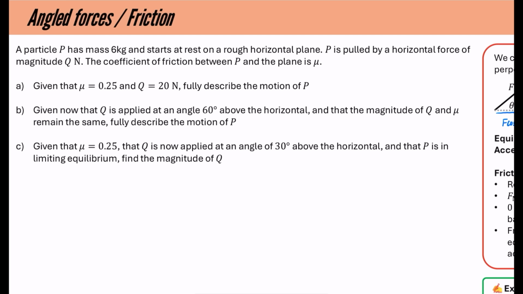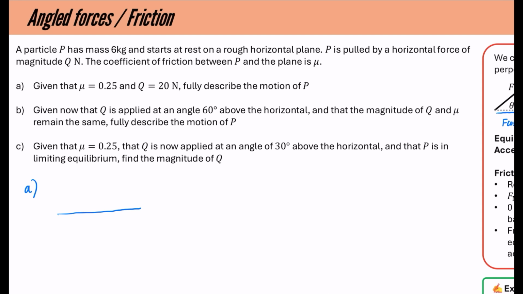But let's have a look at these 3 different scenarios that we're going to analyze for a particle P, which has mass 6 kilograms and starts at rest on a rough horizontal plane. P is pulled by a horizontal force of magnitude Q newtons. The coefficient of friction between P and the plane is mu. And given that mu is 0.25 and Q is 20, fully describe the motion of P.